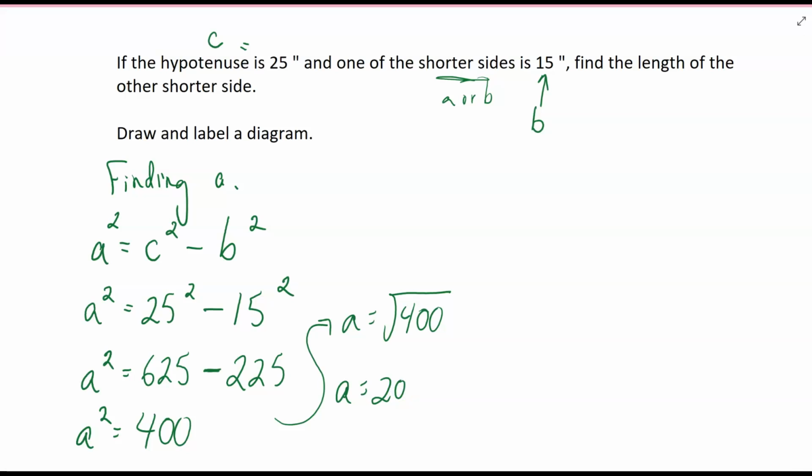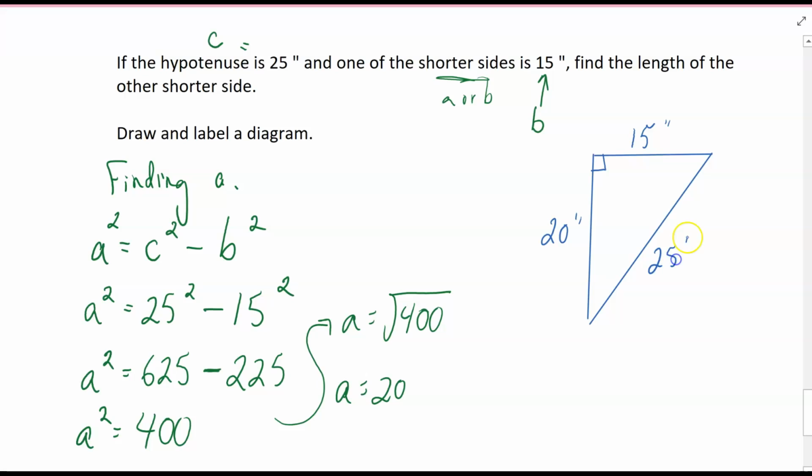Okay, let's draw the diagram. We have a side that is 15. We have another shorter side that is 20, so it's a little bit longer. And our hypotenuse is 25. So 15 inches, 20 inches, and 25 inches.